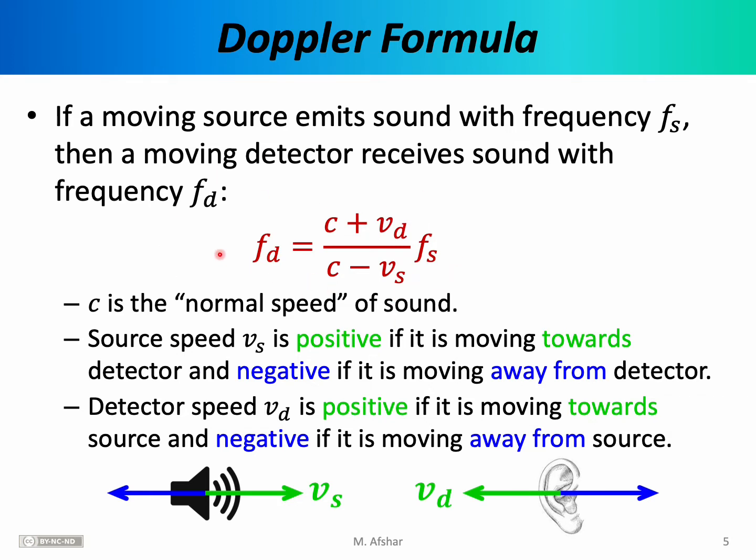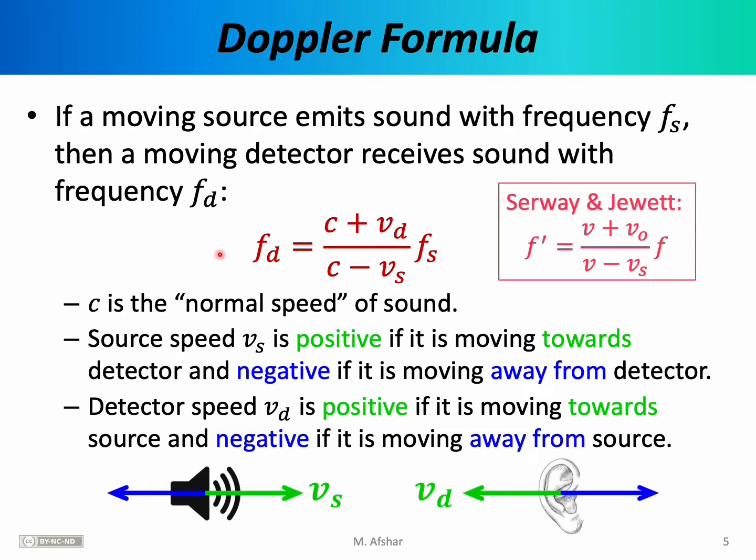this equation correctly. Lastly, I should mention that our textbook by Serway and Jewett uses a slightly different notation for this particular formula. Instead of f sub s and f sub d, they use f and f prime, and instead of c for the speed of sound, they use v. You're free to use whichever equation you want, however, I will continue to use the equation shown here for the rest of our lectures.